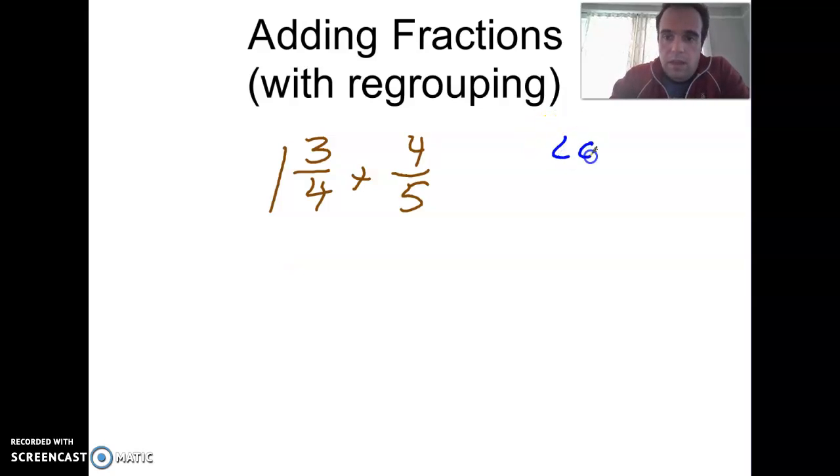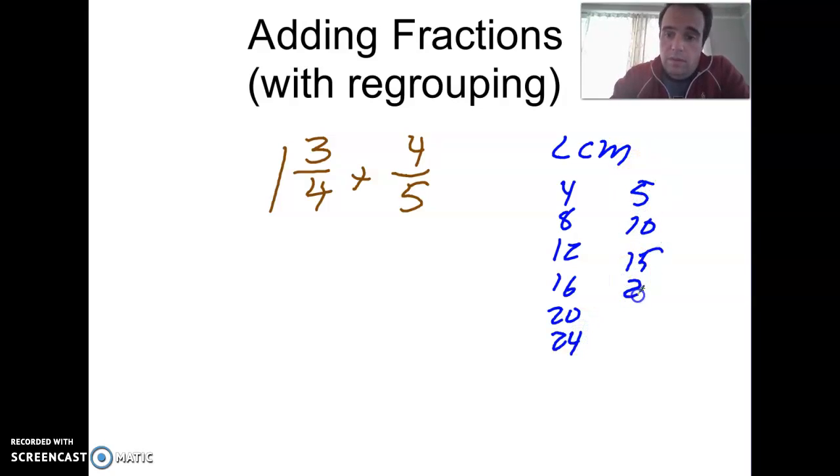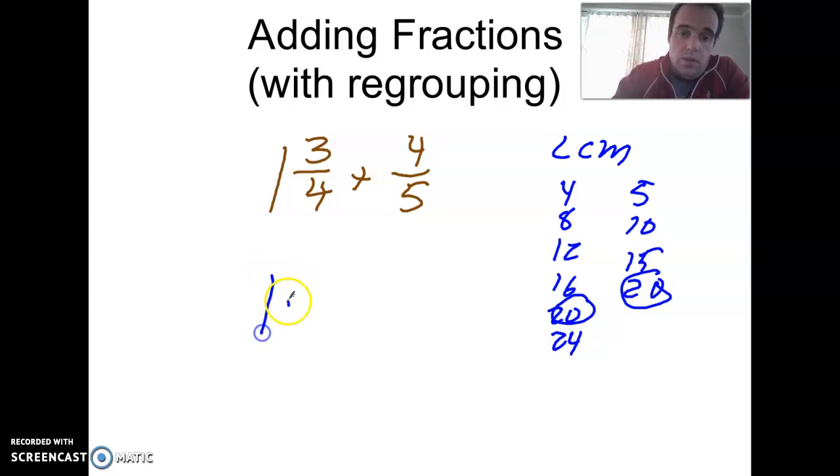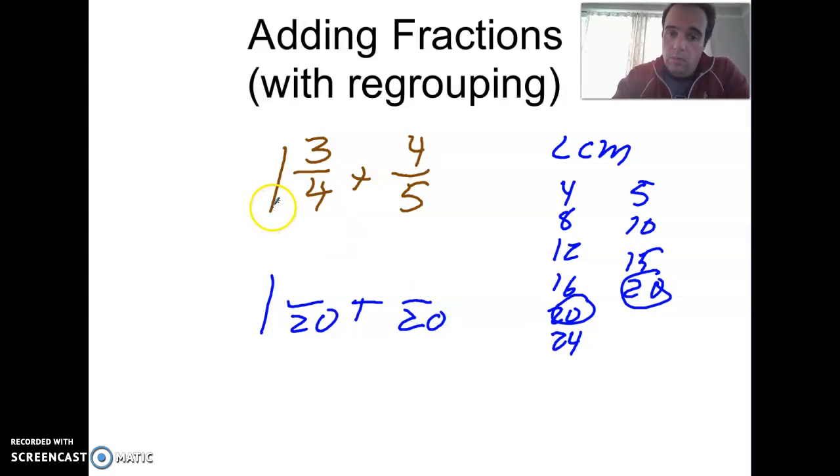You're still finding the LCM, or the least common multiple, of 4 and 5. 4, 8, 12, 16, 20, 24. 5, same thing. 5, 10, 15, 20. The LCM is going to be 20. So we can make these both into 20ths. Now notice, that whole number 1 stayed there. I didn't change anything. There's a reason for it.